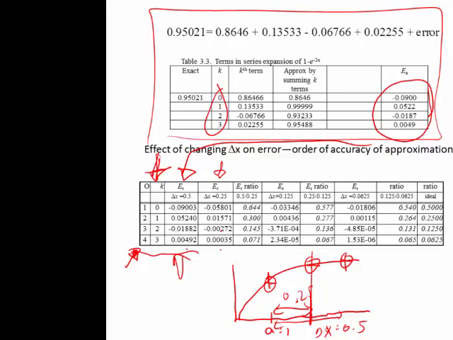Now what I'm going to do is take the ratio of this error and this error. Okay, so it's the error for delta x of 0.5 to that for delta x of 0.25.